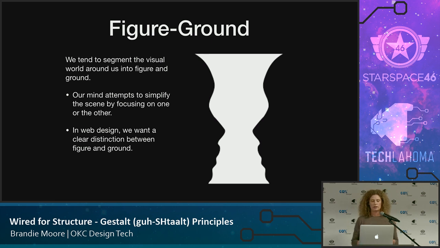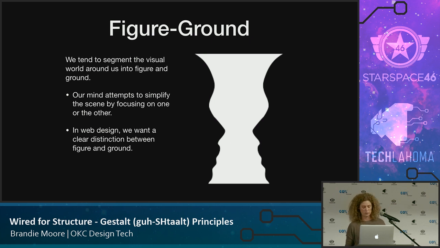Figure ground. In the examples we usually see around Gestalt principles, the figure and ground are very balanced. You almost have to focus on either the white or the black to determine which one you're going to look at. In web design, we really want to make sure there's a clear distinction between the foreground and the background.